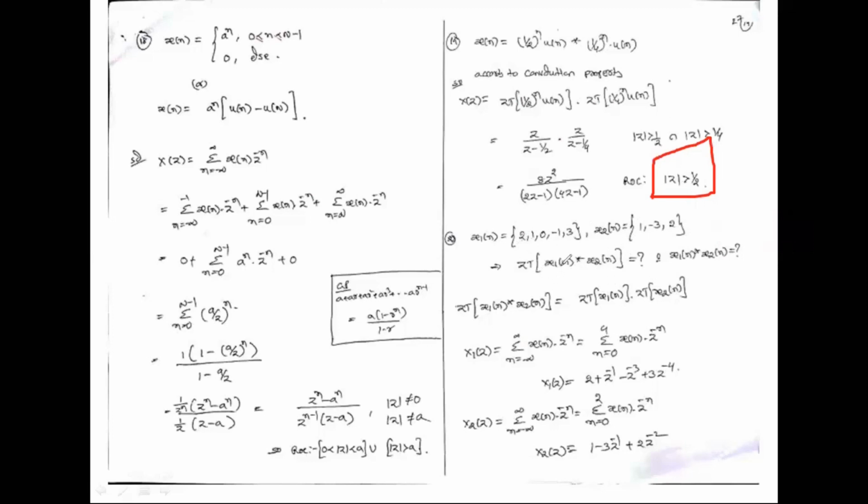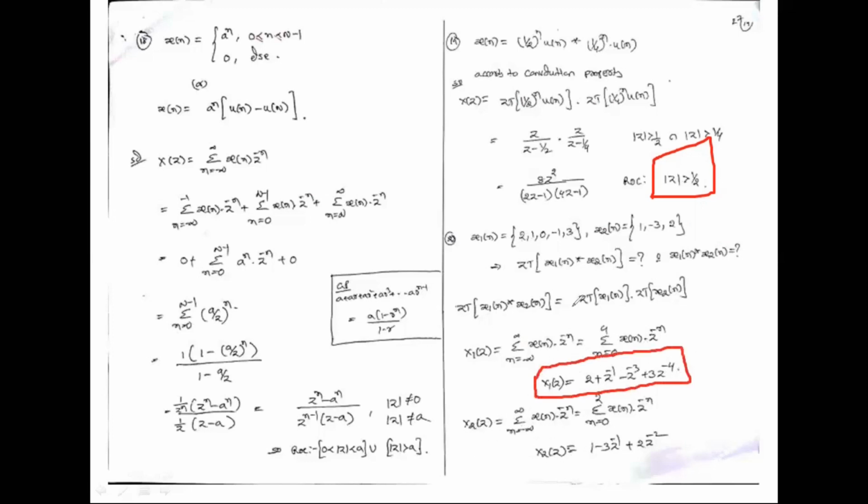The transformation of a convolution is a product of the z domain functions. So x1 of z has values from 0 to 4, the sum of x of n z power minus n. Expanding this: at n equal to 0, the value is 2; at n equal to 1, the value is 1, so z power minus 1; at n equal to 2, the value is 0; at n equal to 3, minus 1, z power minus 3; and at n equal to 4, 3 z power minus 4. After that, we got the equation for x1 of z.